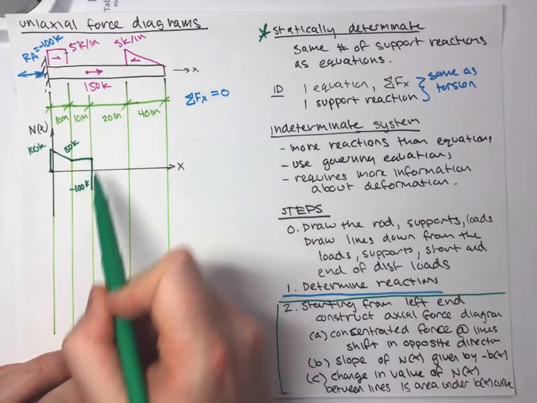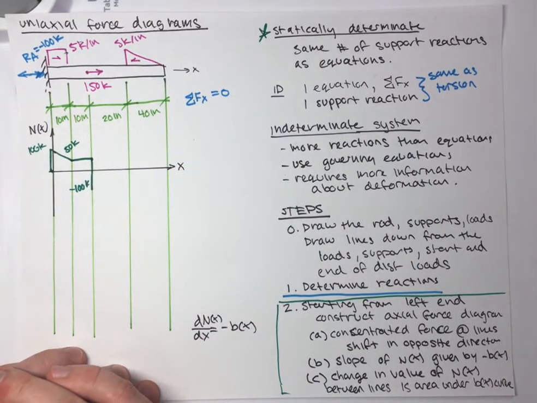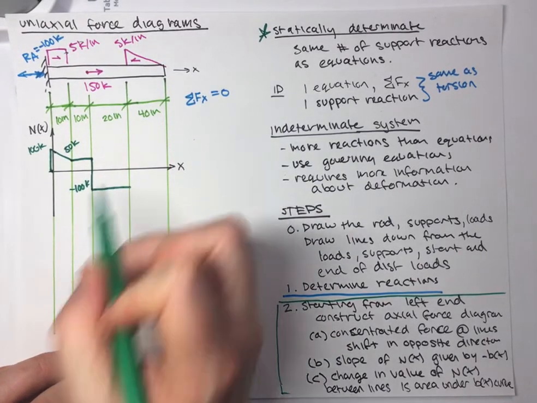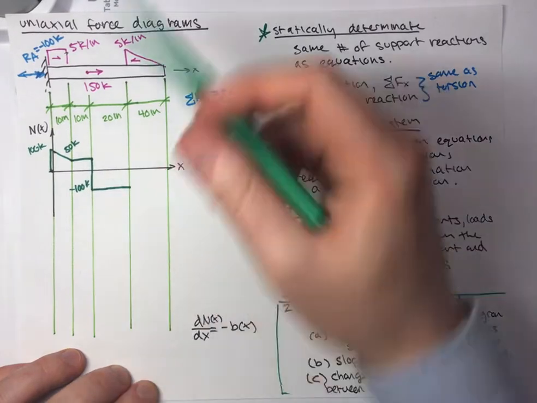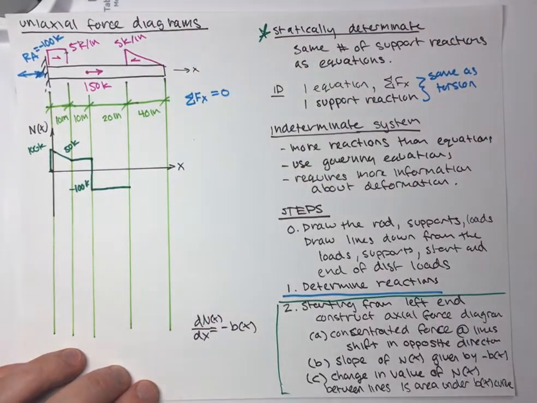Okay, now we look at this next interval. We see we don't have any distributed load in that interval, which means we won't have any change in our n of x diagram. We can draw a line straight across. And now we get to our final interval. There's no concentrated force, so there's no shift here.